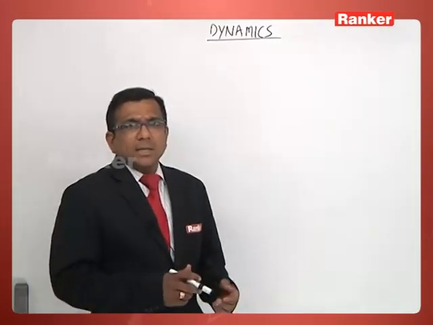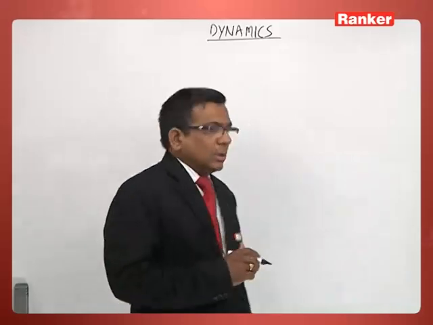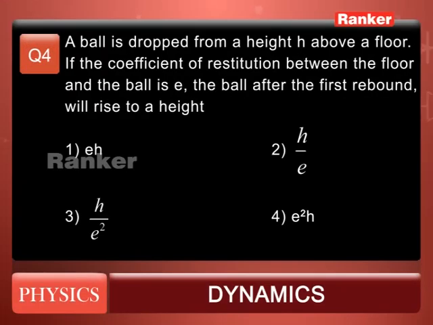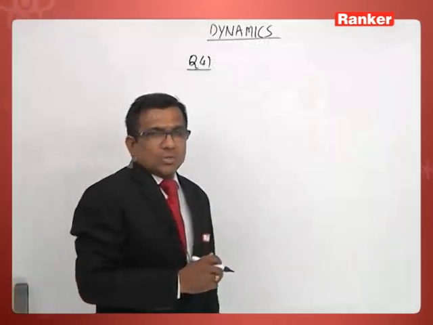Let us discuss the next problem, problem number 4. That problem is: a ball is dropped from a height h above a floor. The coefficient of restitution between the floor and the ball is given. The ball will rise to what height after the first rebound? How to solve this problem? Let us see.